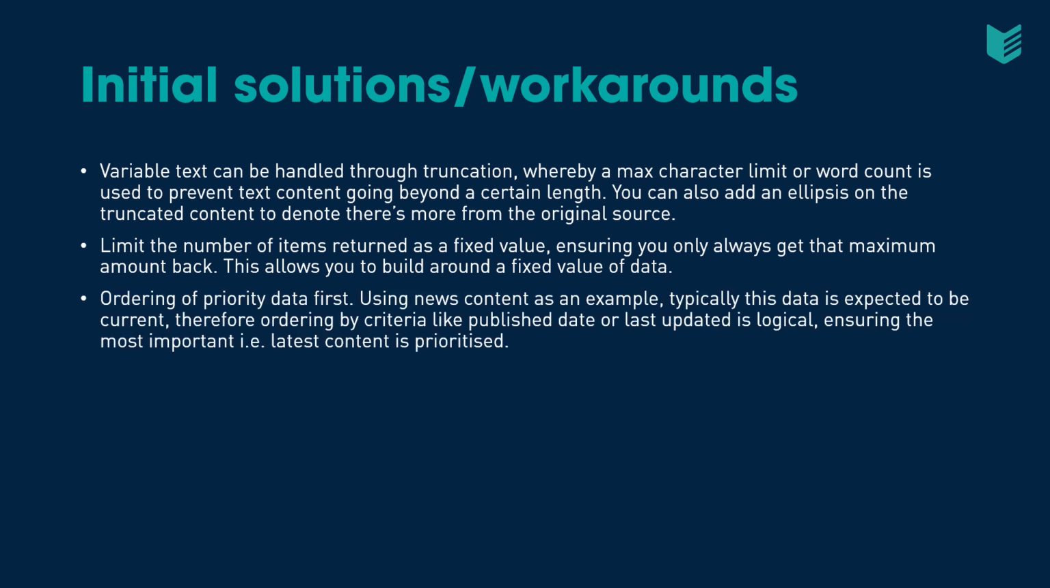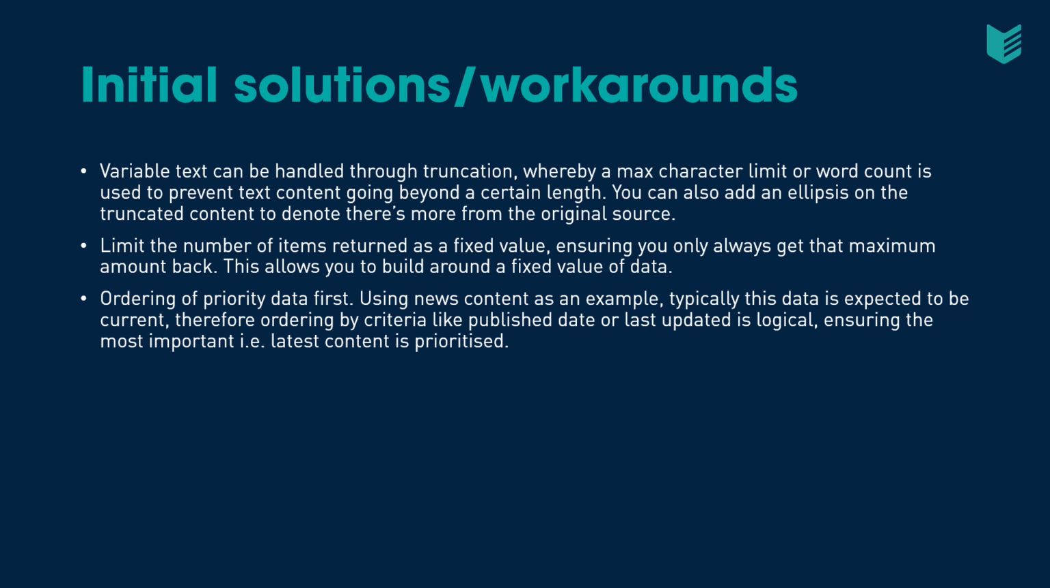The other side to it is ordering of the priority data. In an API there may be lots of data that may be useful or not, and prioritizing the data is important. Using news content as an example, this data is typically going to be beneficial by being ordered on, say, the published date, i.e. the most recent, so in descending order.